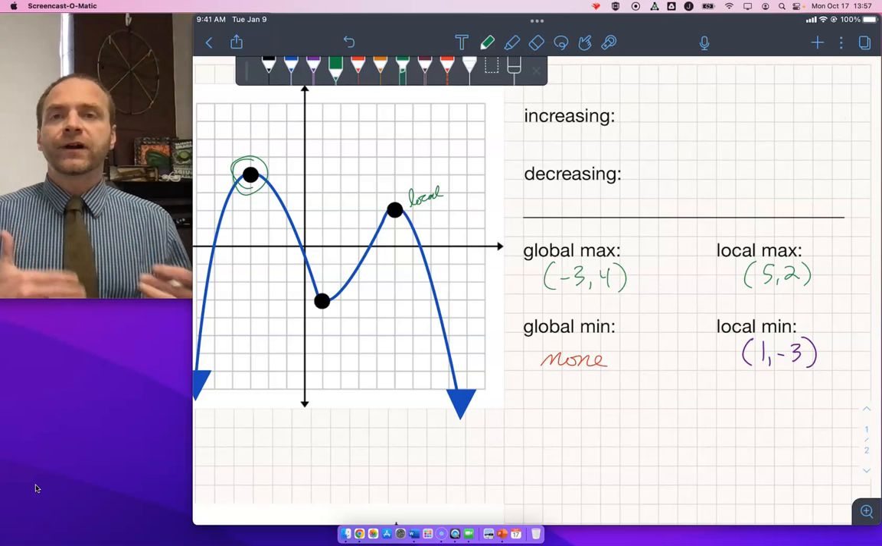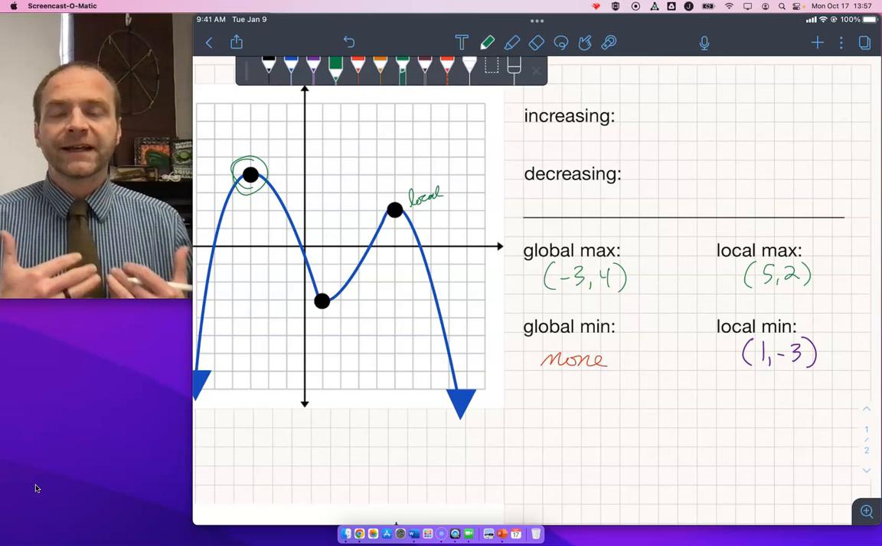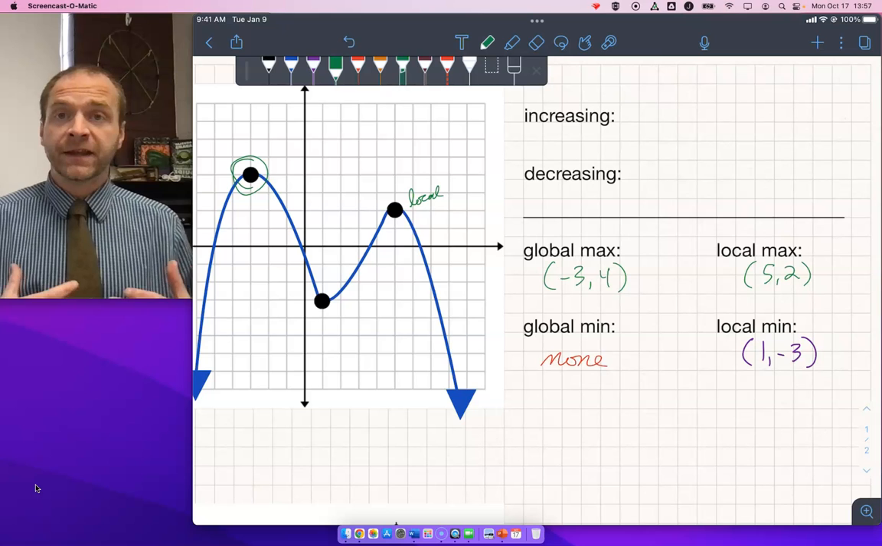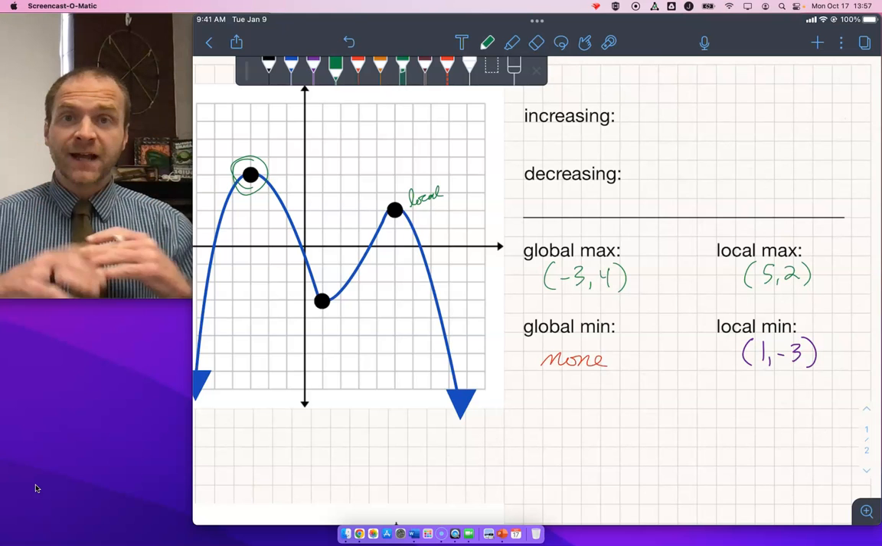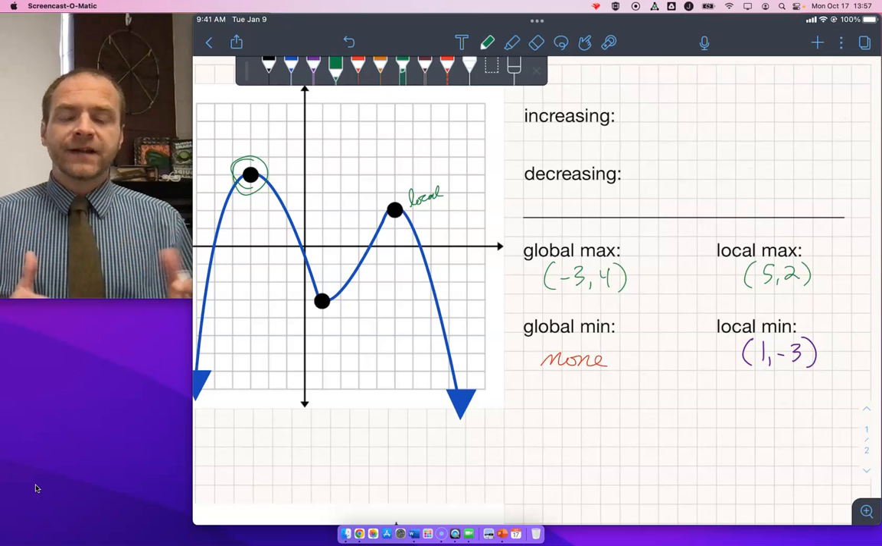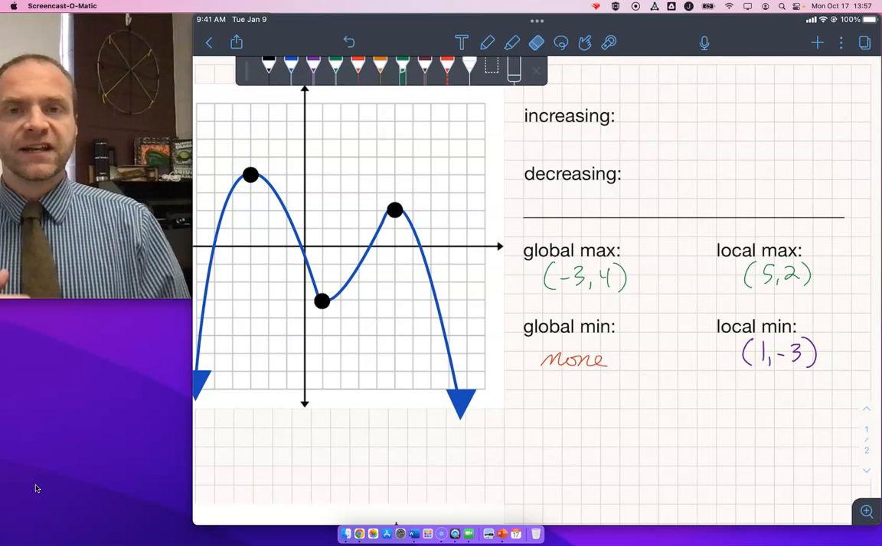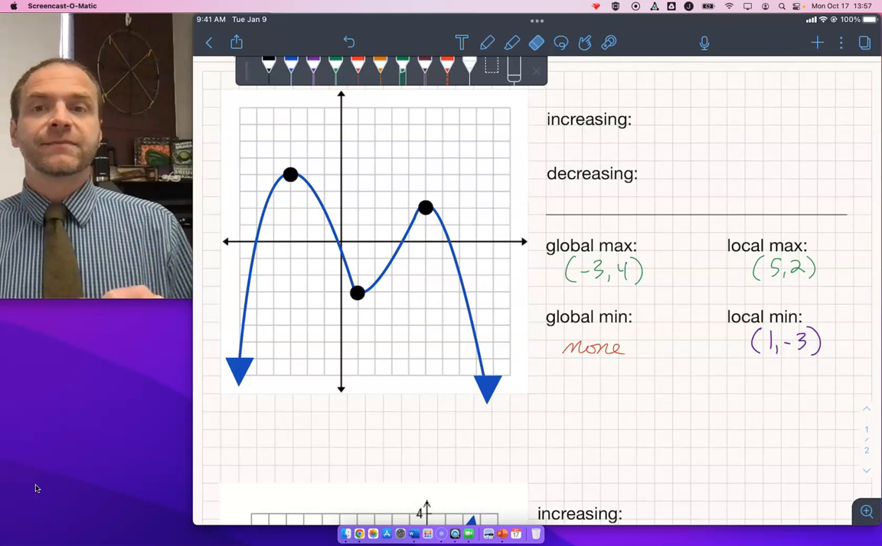If arrows are pointing the same direction, there's no global in that direction. So since both arrows are pointing down, there's no global minimum. If both arrows are pointing up, there would not be a global maximum. Now that part usually makes sense for some people. The main idea is make sure you give me the coordinates. That's where people have been making some mistakes.